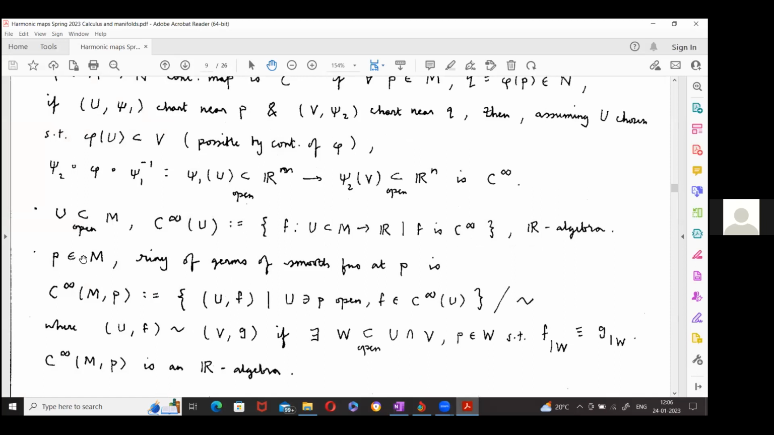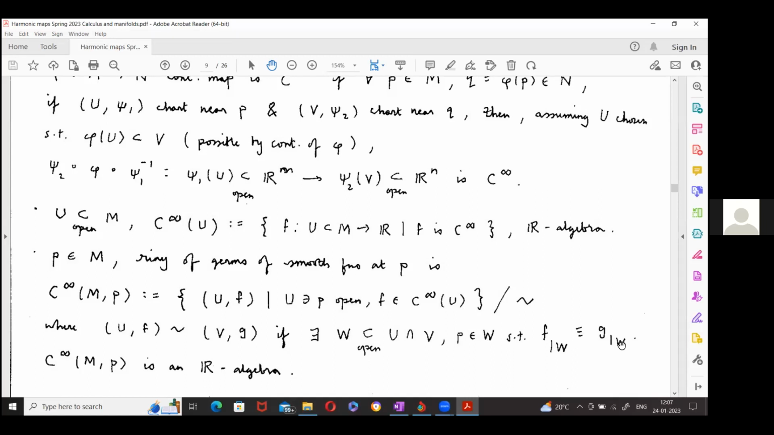So if a point P in M is given, then you define the ring of germs of smooth functions at P. This is defined to be the ring C infinity(M, P). This is given by pairs (U, F), where U is an open neighborhood of P and F is a smooth function on U, modulo the equivalence where two pairs (U, F) and (V, G) are identified if there exists an open subset W contained in the intersection of U and V, and W is an open neighborhood of P, such that F restricted to W is equal to G restricted to W. So you're identifying two functions defined in a neighborhood of P if they agree in some smaller neighborhood of P.